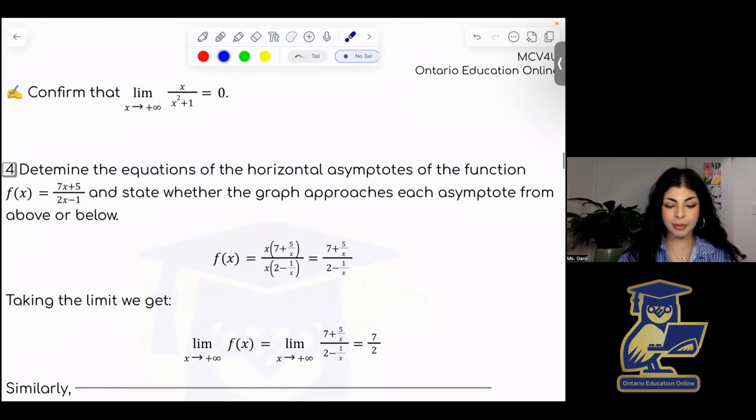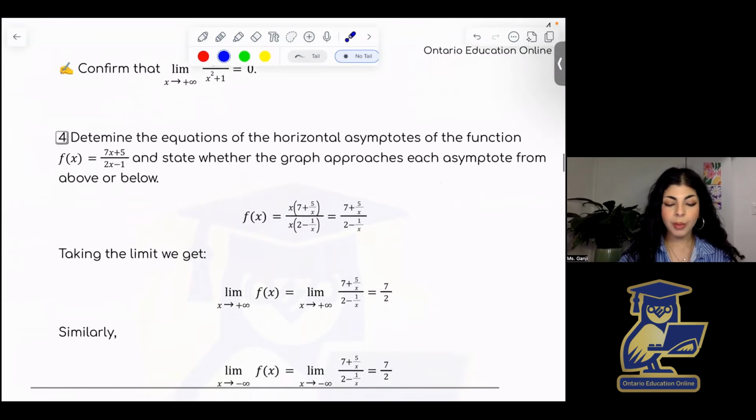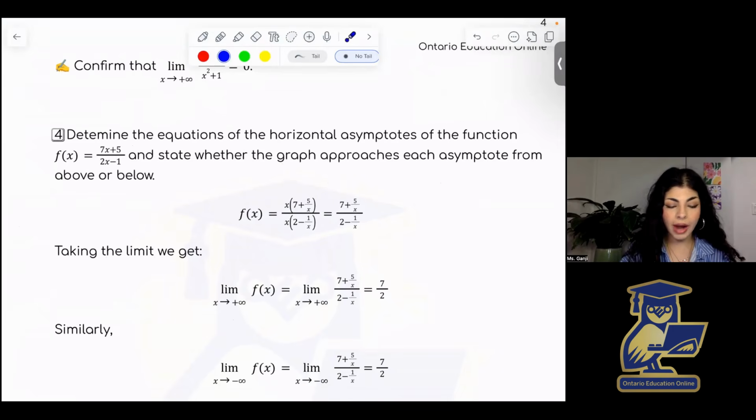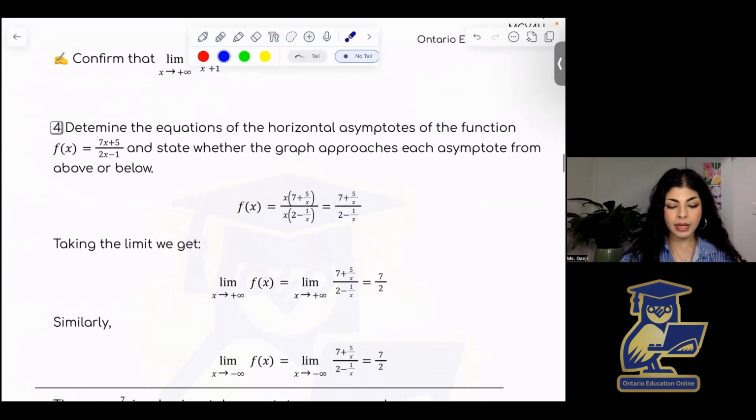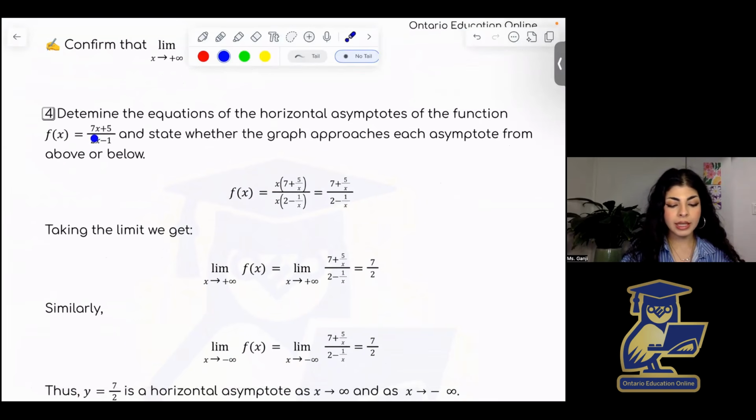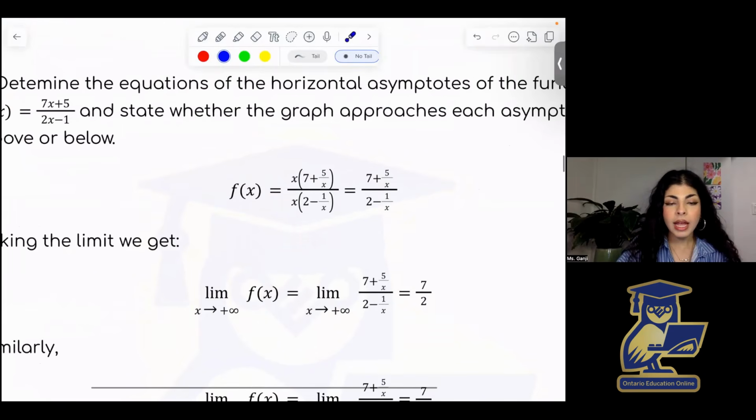Now for this next example, we're finding the horizontal asymptote, but we're also asked to determine whether the graph approaches the asymptote from above or below. And our function is f of x equals 7x plus 5 over 2x minus 1, so another rational function here. So again, same thing here, and just to show you, I've also for this one just factored out x, but the same process would work. So if we factor out x in our numerator, we have 7 plus 5 over x, and in my denominator, I have 2 minus 1 over x. And the x's are factored out together.